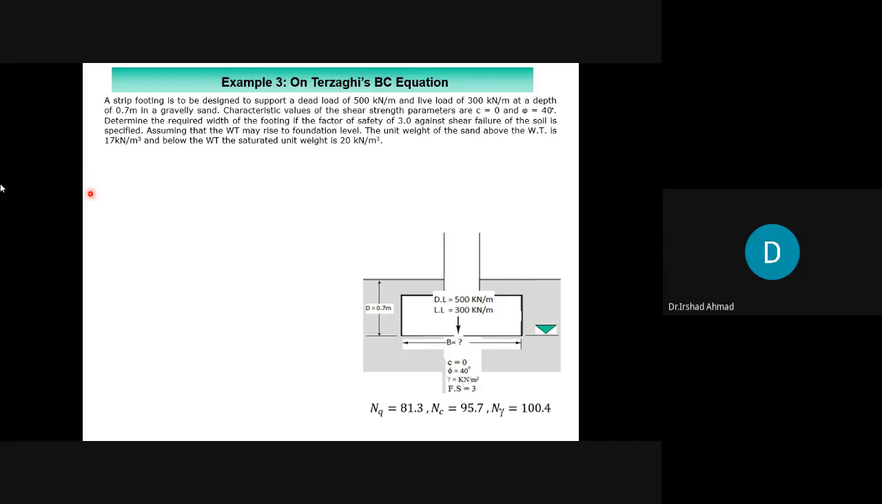So this is the diagram and all data is shown on the diagram. Now you need to use the bearing capacity equation to find the required width of foundation that would ensure a factor of safety equals to 3 against shear failure. So here factor of safety is given, right? Load is given. You need to find the required width of foundation, B.